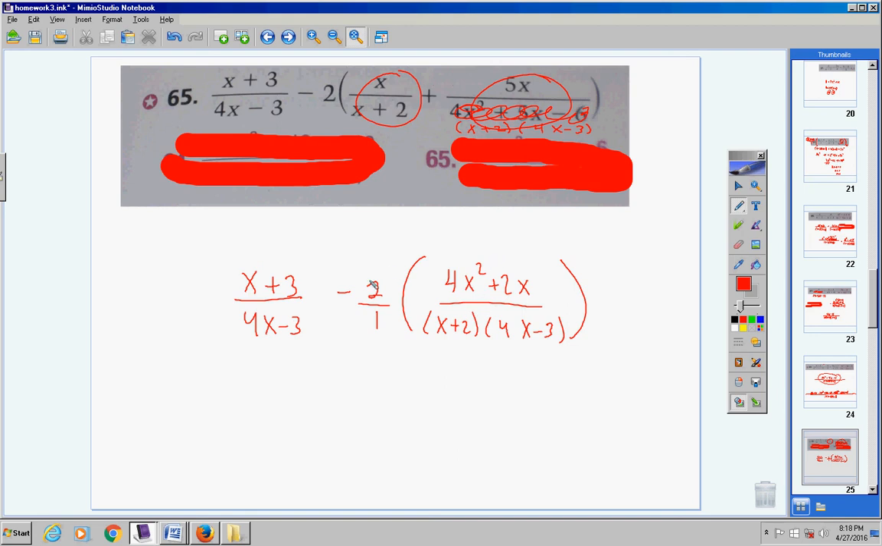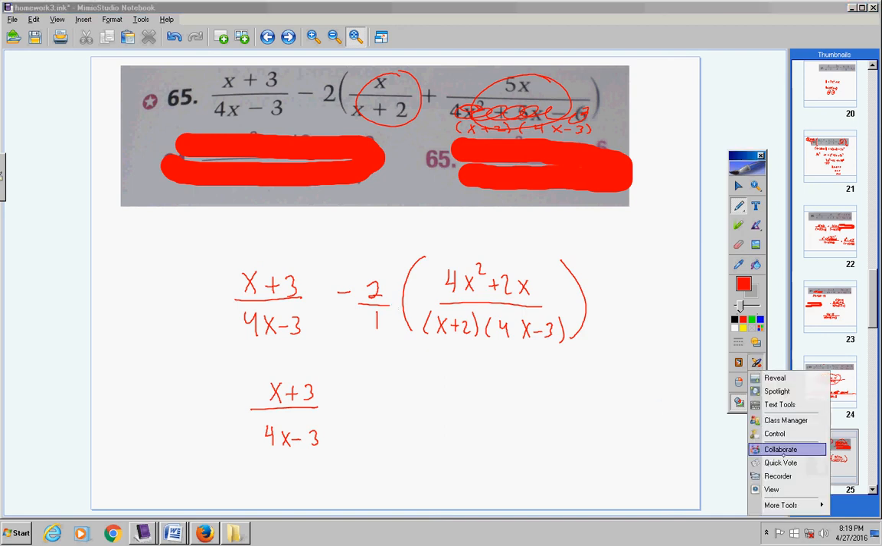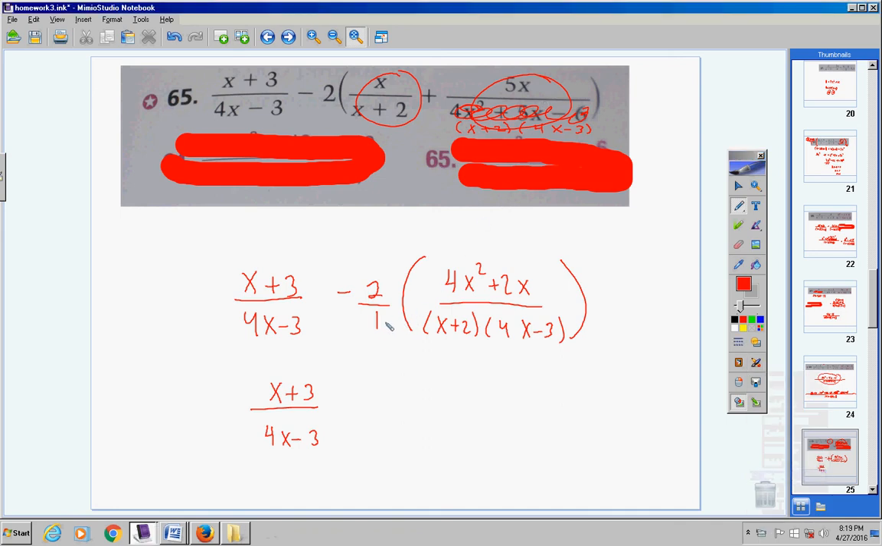Now next, you would not subtract these two fractions, you would multiply first. So you're taking negative 2 times this entire top. So you'd have x plus 3 over 4x minus 3. And I do know what I'm doing, students. I'm trying to think of the easiest way to explain this, okay? So give me a second to do that. Okay, here's what I'm going to do, and I hope this doesn't confuse you. I'm going to leave the negative sign right here between the two fractions, and I'm going to take a 2 and multiply it through. So you get 8x squared plus 4x.